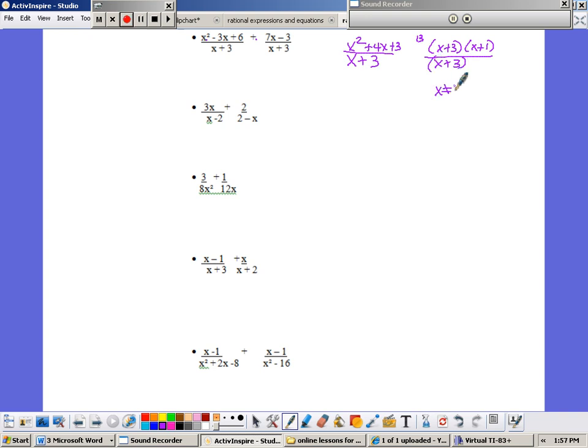Restriction, x cannot be negative 3. The plus 3's cancel out, so my answer is x plus 1 with this restriction. Reducing means I factor and simplify.